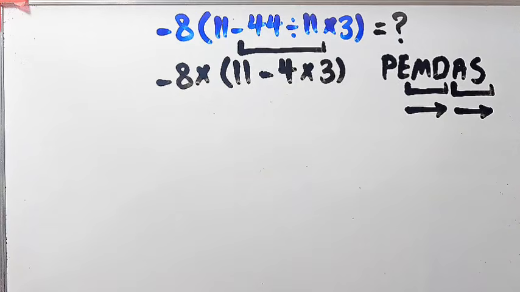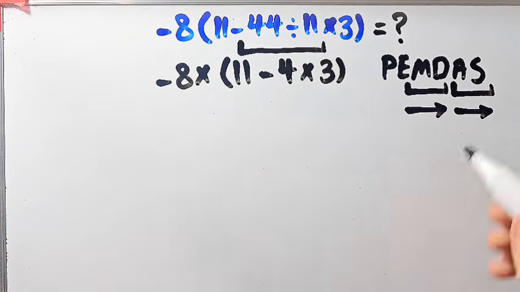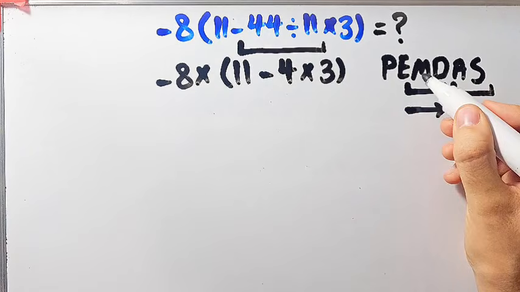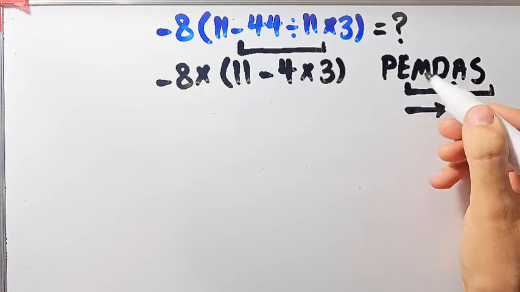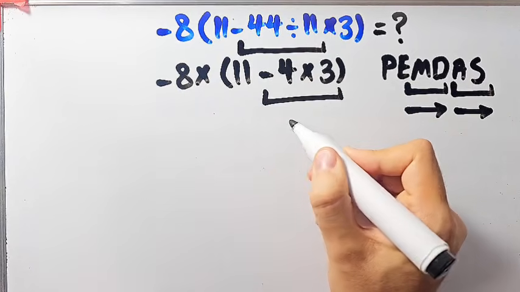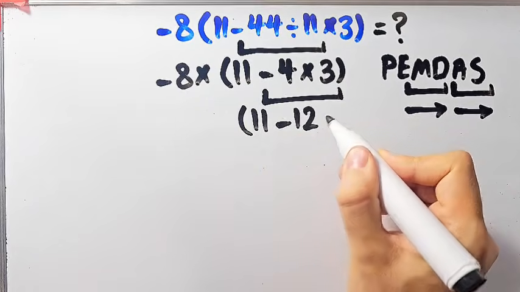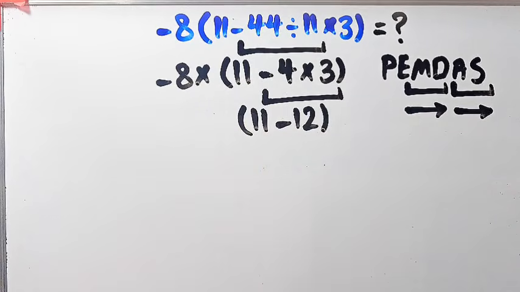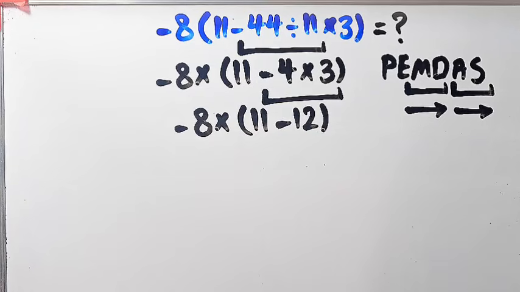Inside these parentheses, we have subtraction and multiplication. According to the PEMDAS rule, multiplication has higher priority than subtraction. So, first we simplify this multiplication. Negative 4 times 3 equals negative 12. Now we have 11 minus 12 inside these parentheses. The question is negative 8 times open parentheses 11 minus 12 close parentheses.